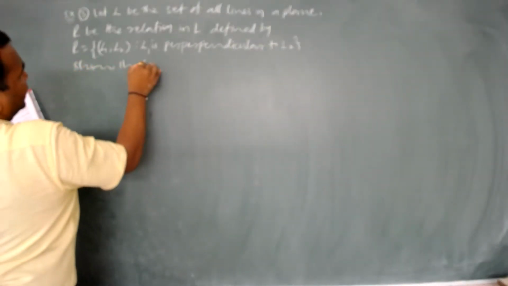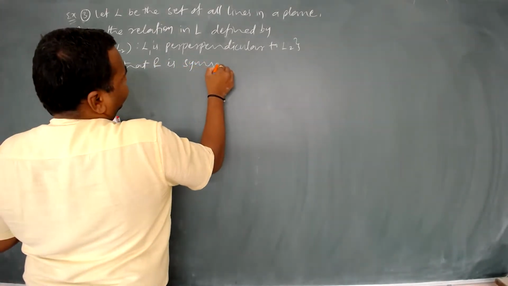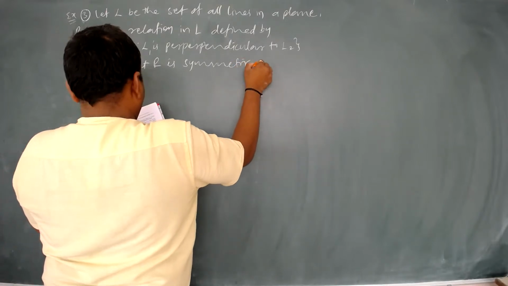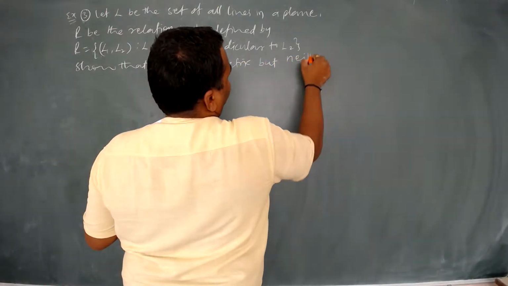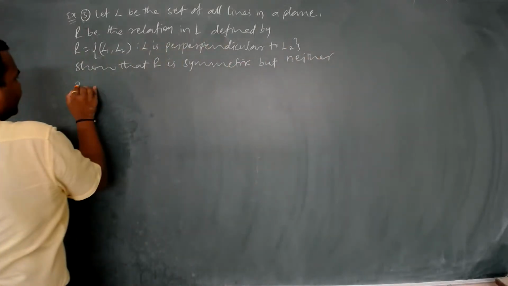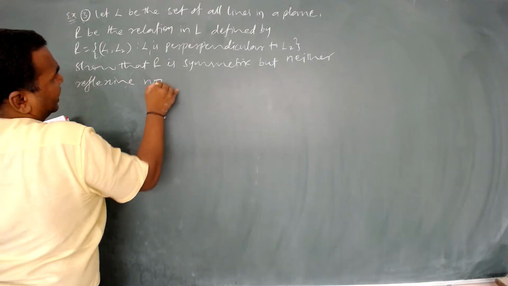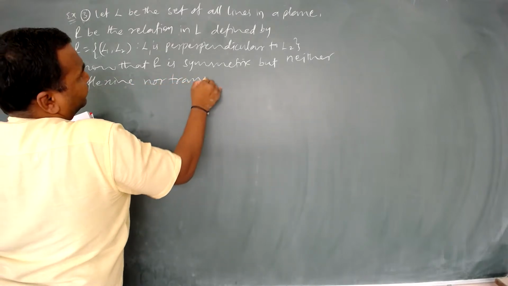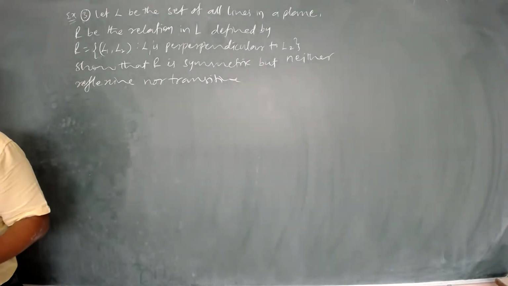Show that R is symmetric, but neither reflexive nor transitive. This is a question. Try to understand. It is a very simple question.